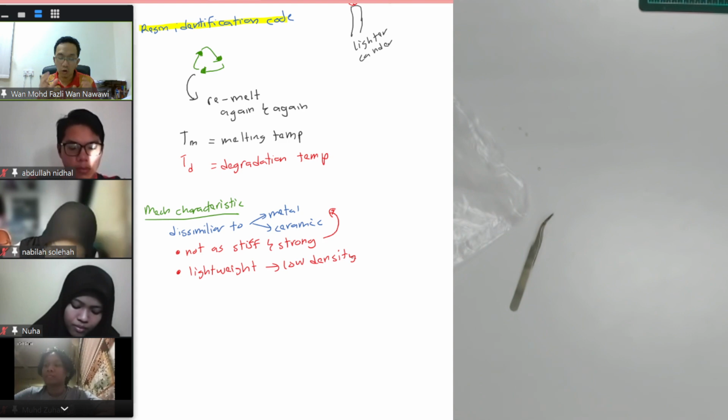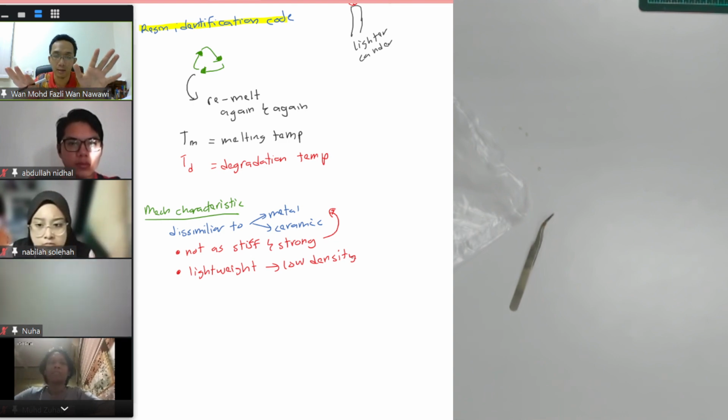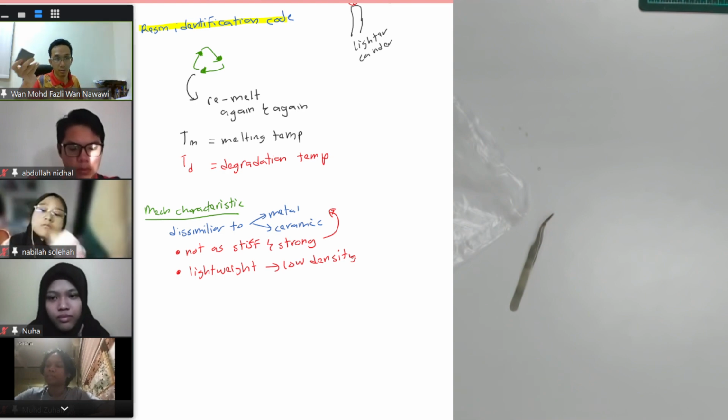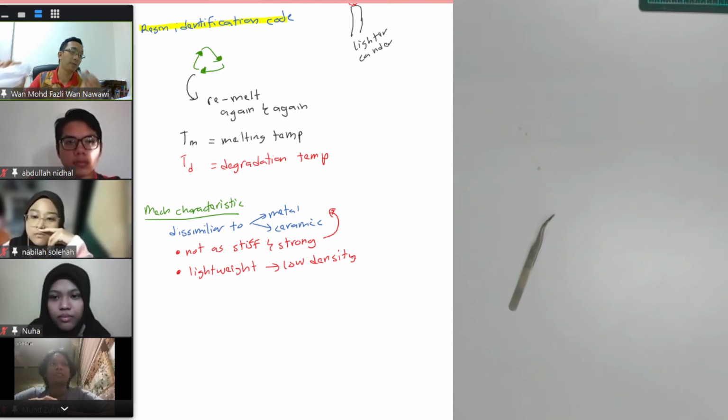So even though plastic is not as stiff or strong compared to metal or ceramic, on the basis of its low density, if you standardize everything, the stiffness and strength is comparable to ceramic and metal. Basically when you compare per mass basis, because even the aluminium is still heavier than plastic. But if we compare mass per mass, in terms of strength it will be comparable.